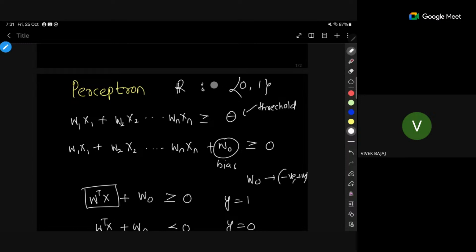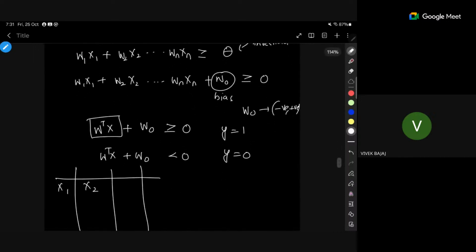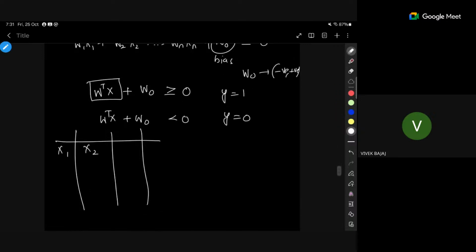So inputs are, or you can say this is the domain and this is the range, if you are familiar with this. The inputs are real, and outputs are going to be 0 or 1. If it is greater than 0, then 1. If the summation plus W naught comes out to be less than 0, then y is going to be 0.